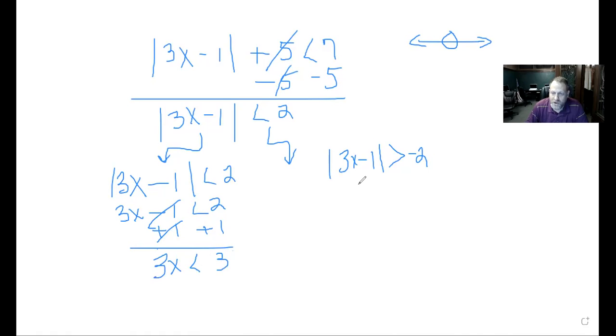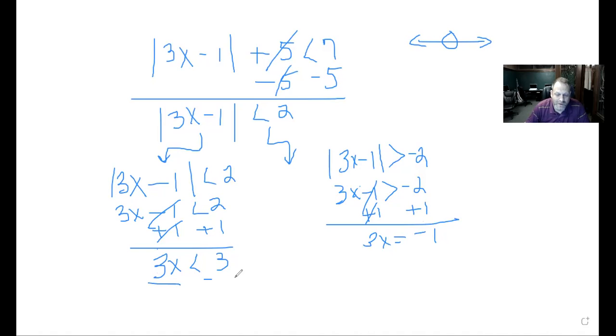All right, over here, we're going to take it out of the brackets, and 3x minus 1 is greater than negative 2, and do the same, add your 1s. Cancel, cancel. 3x equals negative 1. All right, guys, now we have to divide to get our x by itself.